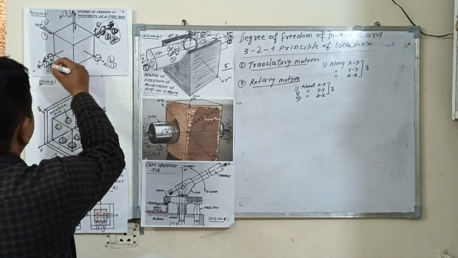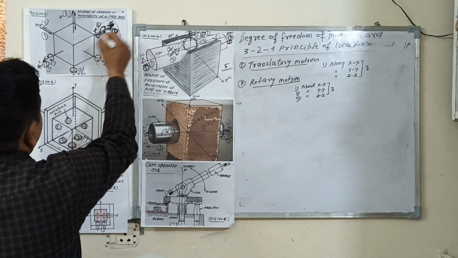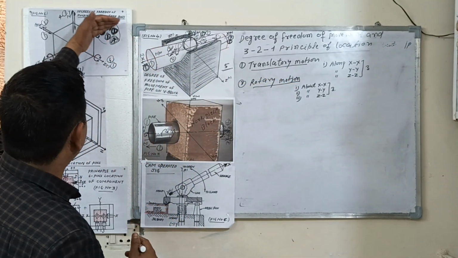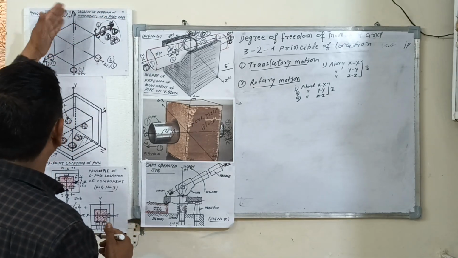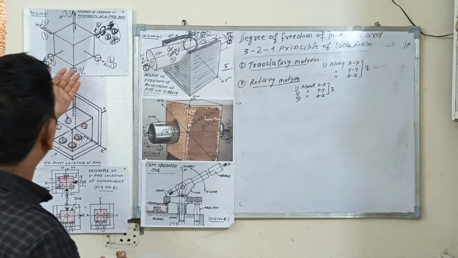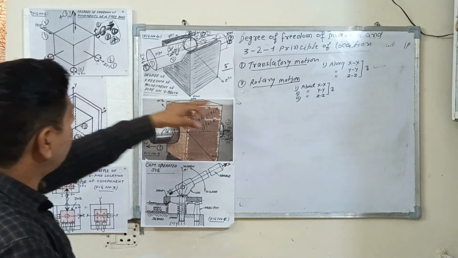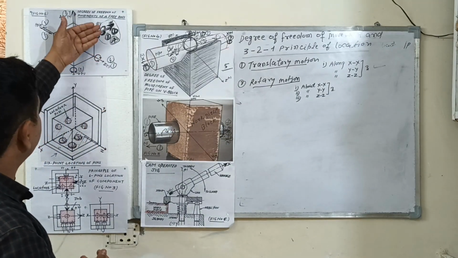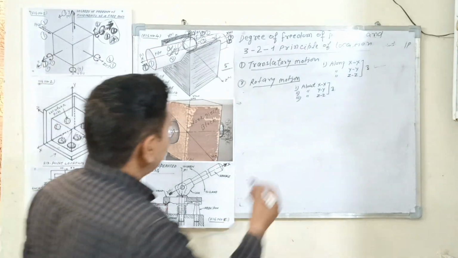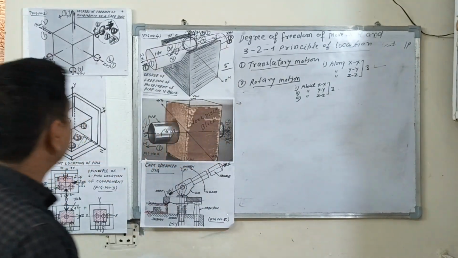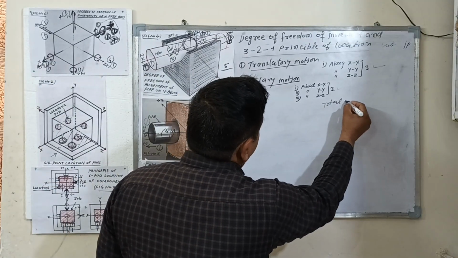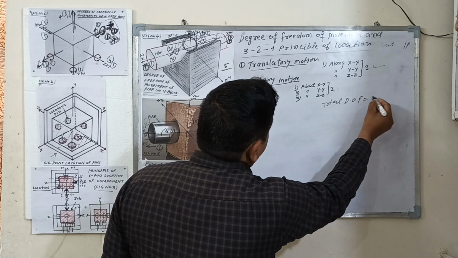So you can see the figure, the degree of freedom along the x-axis: translatory motion along the x-axis, along the y-axis, along the z-axis. So the degree of freedom is 3. Again, in a rotary motion, the body is moved about the x-axis, about the y-axis, about the z-axis. So in rotary motion the degree of freedom is 3. The total degree of freedom is equal to 6.